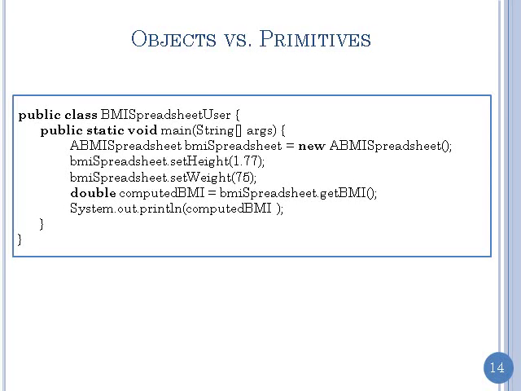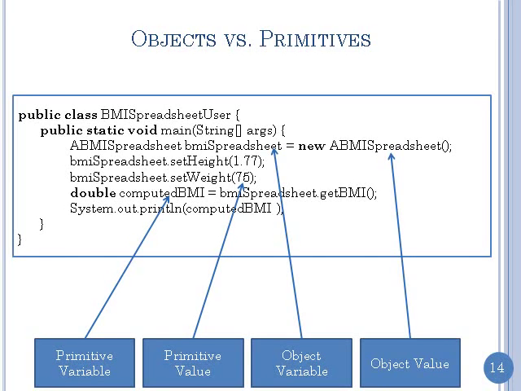Okay, so the names of primitive types start with lowercase, and the names of object types start with a capital letter. Remember we gave you these rules before? Class names should begin with a capital letter. That's why we were giving you this rule, so that you can know the difference. Okay? So this is an object value, this is an object variable, this is a primitive value, this is a primitive variable.